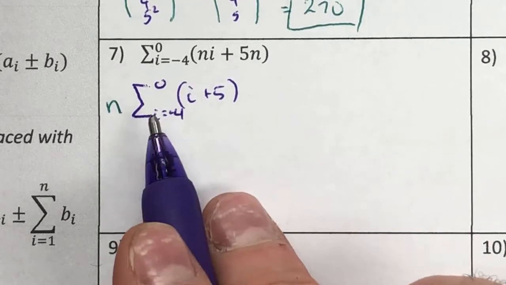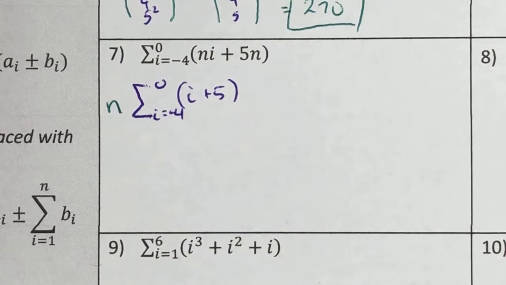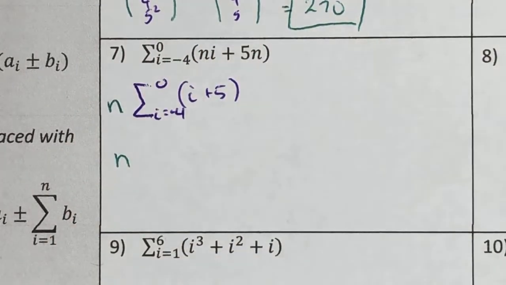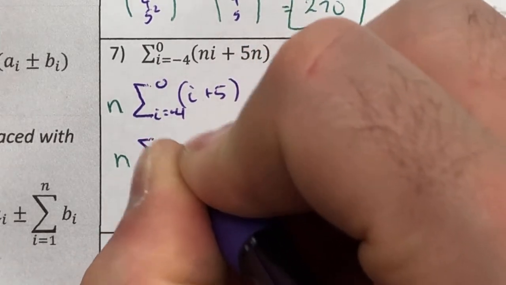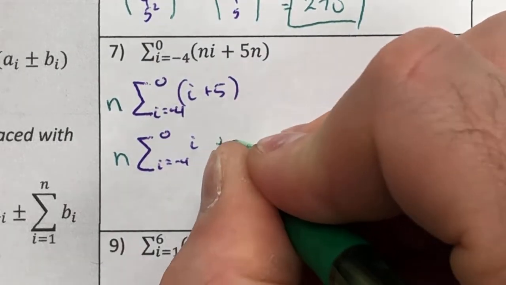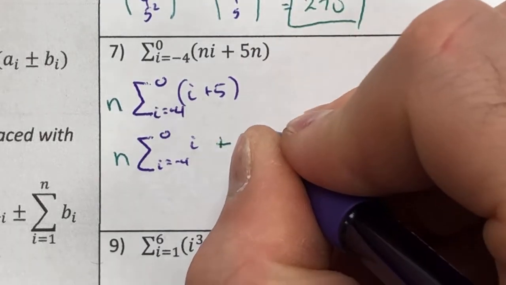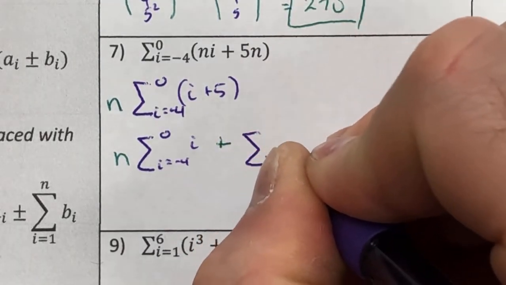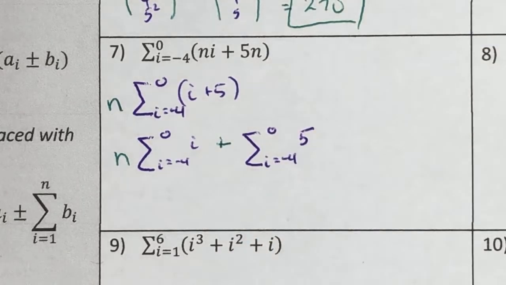And so what I'll do right here is I'm going to split this sum into 2, but I have to keep n times that. So it's going to be n times the sum of I equals negative 4 to 0 of I, plus the sum of I equals negative 4 to 0 of 5.